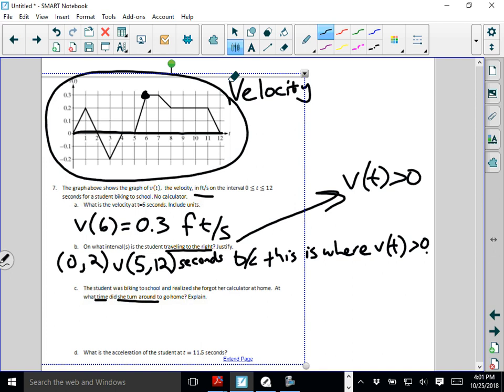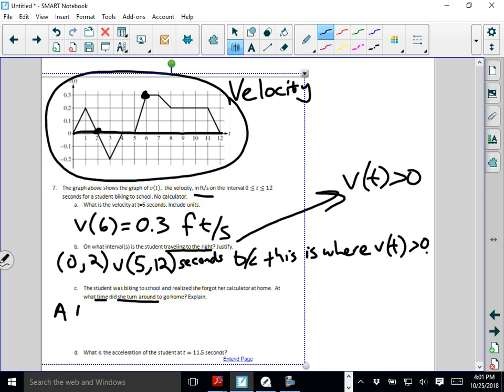Changing directions means that velocity switches signs. So I'm looking for when v of t changes signs at the beginning of our graph. Well, v of t changes signs right here, because that's where v of t switches from positive to negative. So we would say at t equals 2.